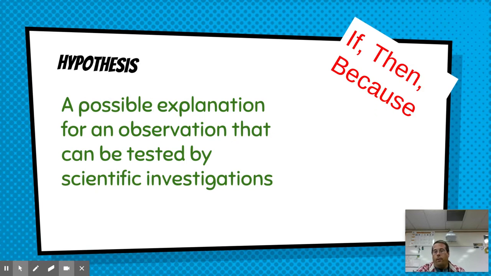Remember, a hypothesis for an experiment is: if I do this, then this will happen because. It always includes those three terms. It's an explanation, also called an educated guess, of why you think things are going to happen.